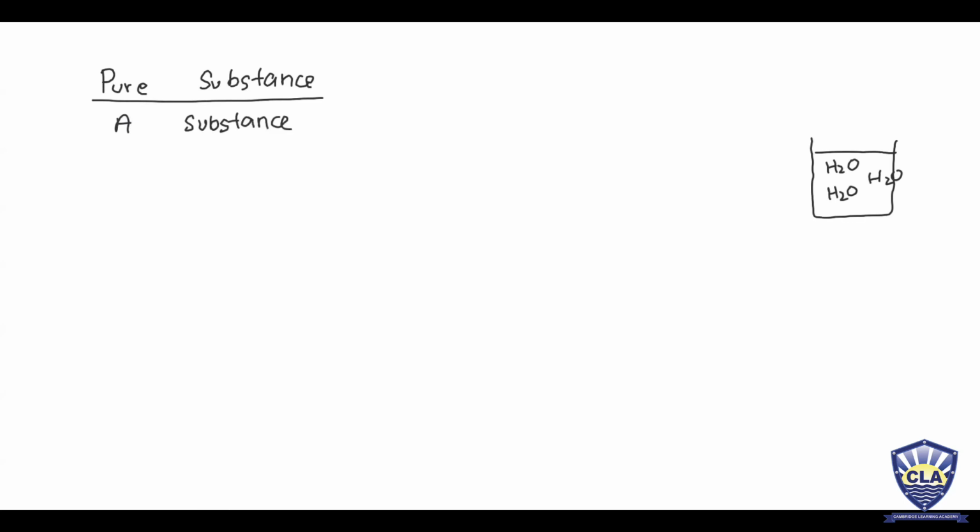So a substance having particles of the same kind is called a pure substance.